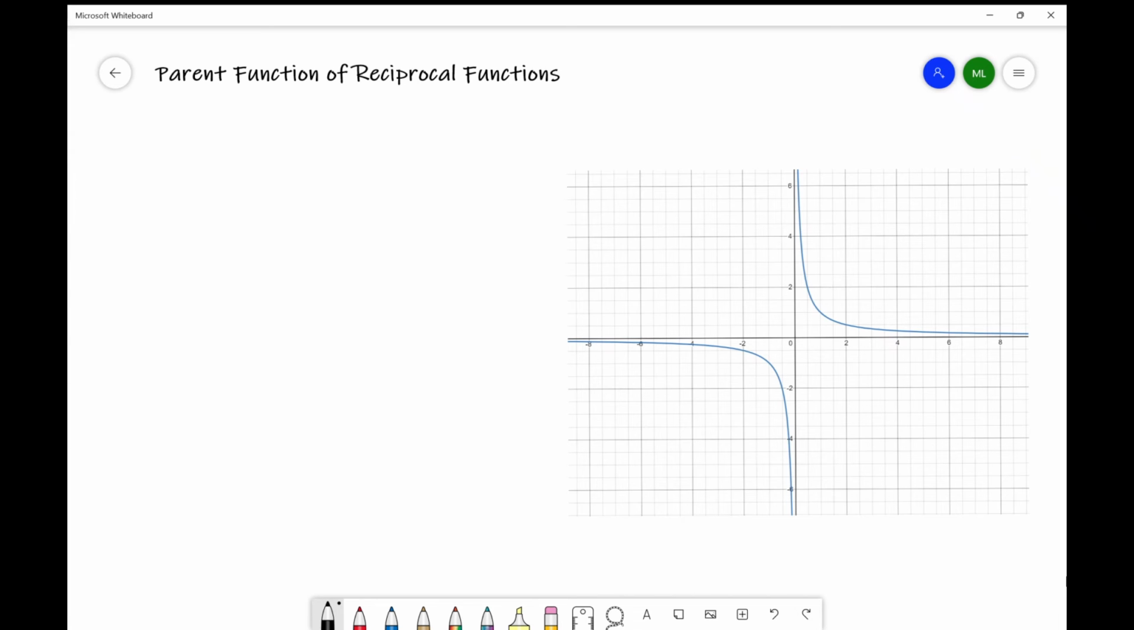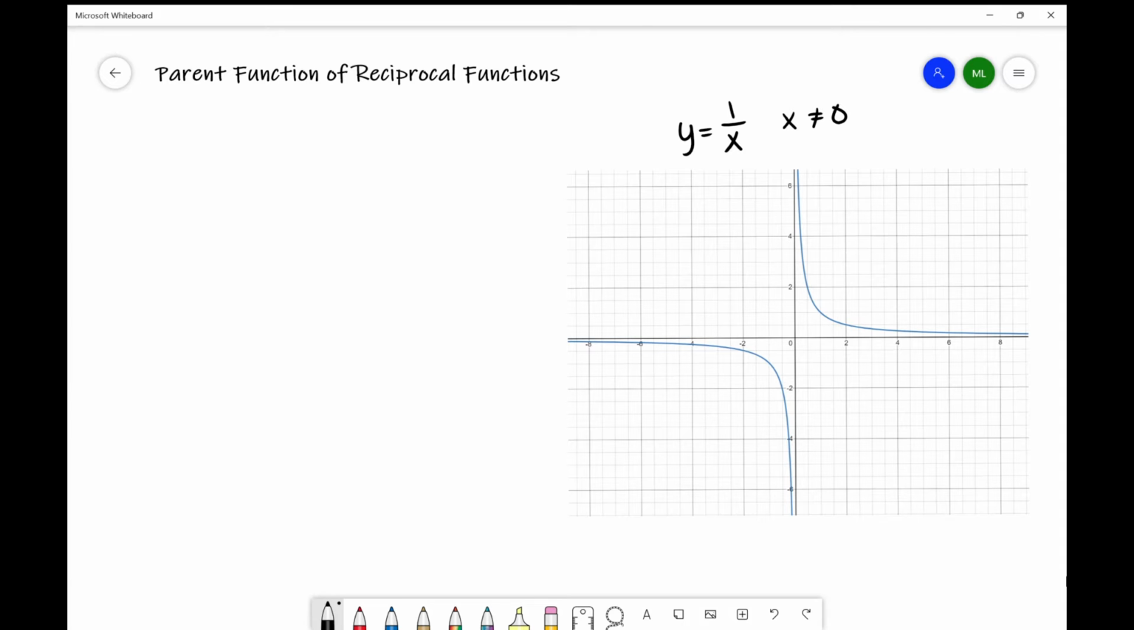Hi everyone. So I want to talk about the parent function of reciprocal functions. And if you look to the right, I already have a graph of the parent function. The parent function that we'll look at today, of course, a reciprocal function, is in the form of y equals 1 over x, where x cannot equal 0.